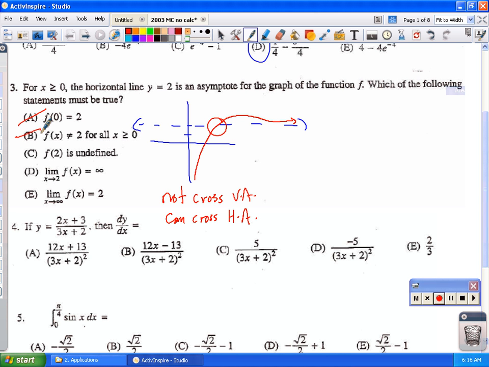So that's out. Letter C, f of 2 is defined. Well, it could be true, but it doesn't have to be true. Letter D, the limit as x approaches 2 of f of x is infinity. That's not true, but we do know, as we stated earlier, that as the end behavior, as x approaches infinity, the function will approach its horizontal asymptote of 2.